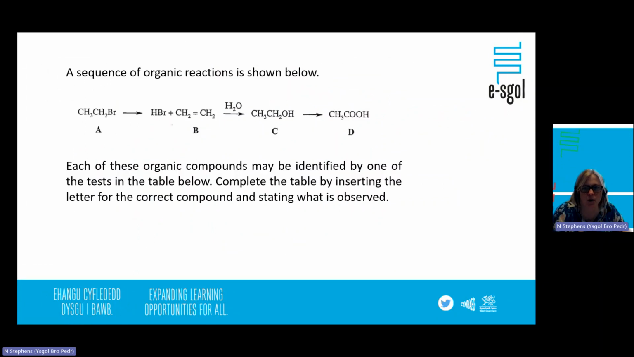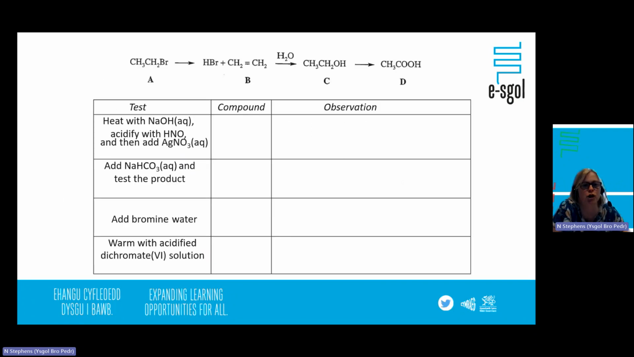Okay, so the next question, you've got a sequence of organic reactions that's shown below. You've got A, B, C, and D. And then they're asking you for each of those organic compounds that can be identified using certain tests, which one will give a positive and what will that positive observation look like. As you can see there, each of A, B, C, and D will be identified with one of those 4 tests. You need to identify A, B, C, D according to the positive test and what that positive test would be.